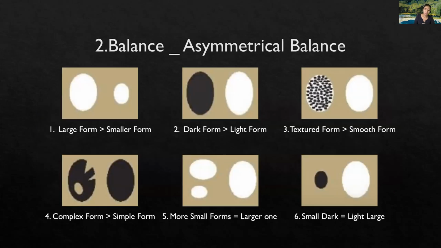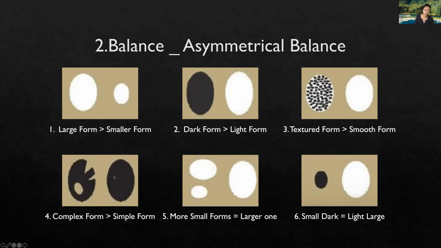So we learned 6 types of asymmetrical balance, right? The first one is a large form is visually heavier than a smaller form. The next one is a dark value form is visually heavier than a light value form of the same size. And the third one, a textured form is visually heavier than a smooth form of the same size.